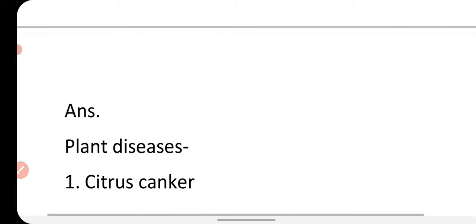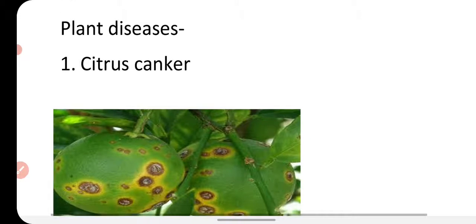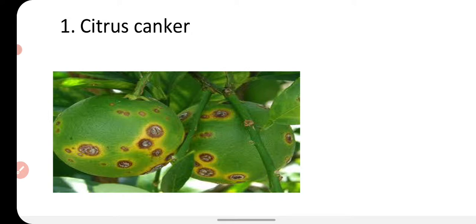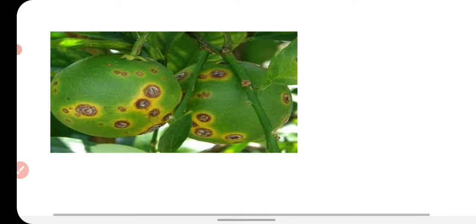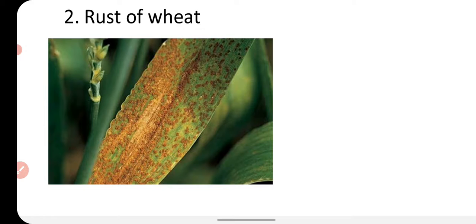So for plant diseases, you can write citrus canker disease. Here you can see this disease occurs in plants which produce acidic or savory fruits like lemon. Okay, and another example, you can write rust of wheat. This is caused by a fungus.